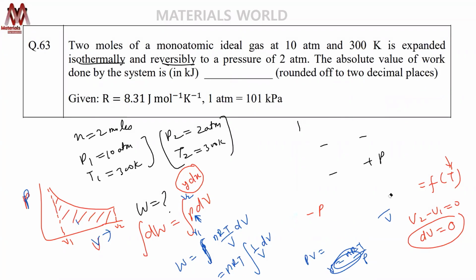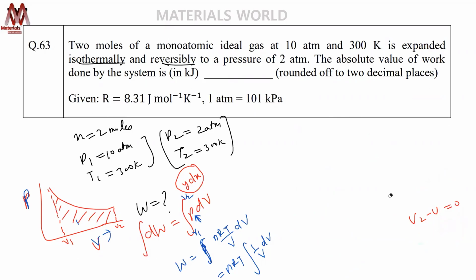Got my point? Now see, it's very basic. You can find your formula. What is the formula? 1 by V dV. What is the integration of 1 by V from V1 to V2? 1 by V integrates to ln V. So it is nRT ln V from V1 to V2. It is nothing but nRT ln(V2 by V1). This is work done.